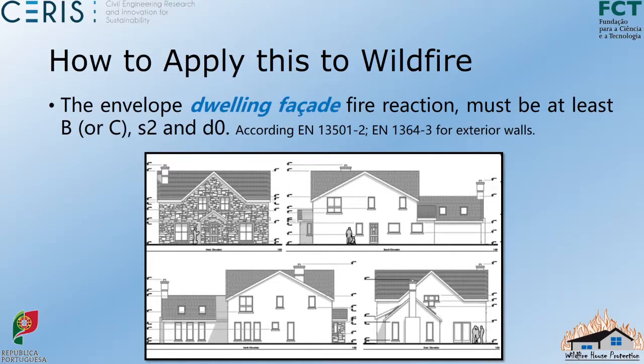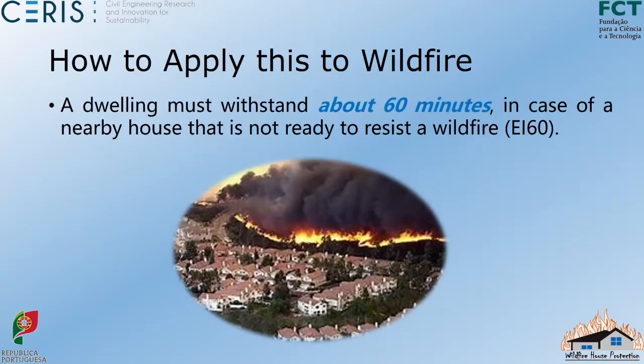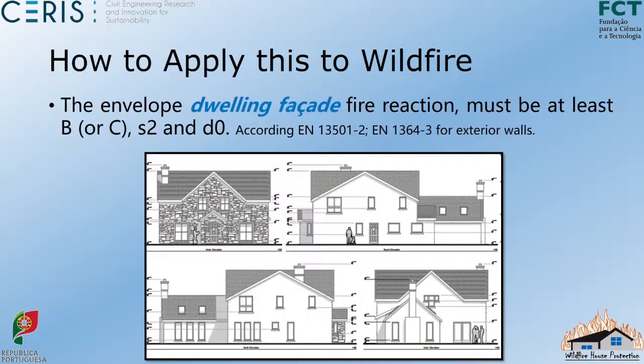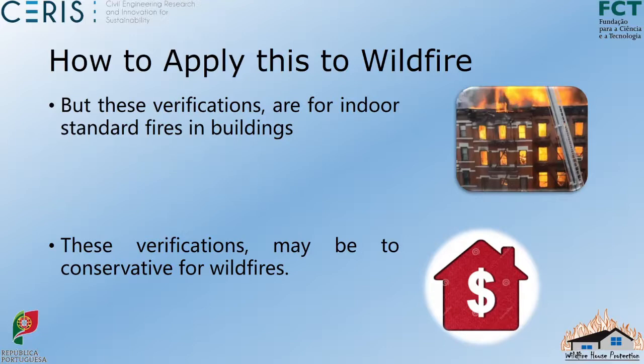So these fire reaction needs were indeed demonstrated in the previous video, as we stated before, and so was the fire resistance of at least 60 minutes. I will not explain why. I recommend you to see the previous video to understand it. So, remember, these verifications that we're talking about in this video are only for indoor standard fires in buildings, meaning these verifications may be conservative for wildfires. So we already talked about this. Wildfires do not present as high a temperature as indoor fires, and they are not as long as indoor fires. So normally a wildfire passes through a dwelling in less than 30 minutes easily.